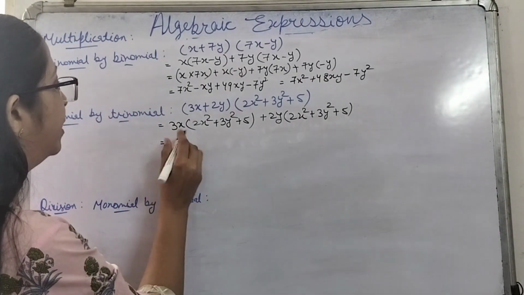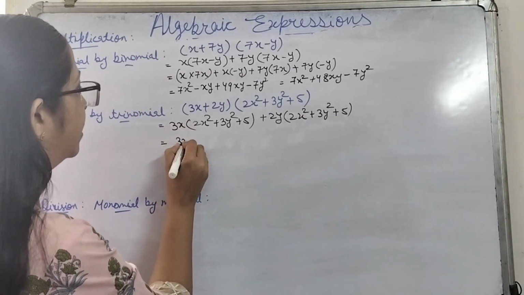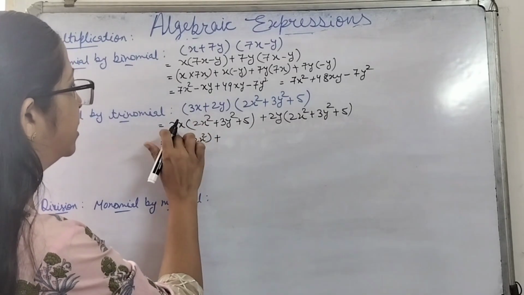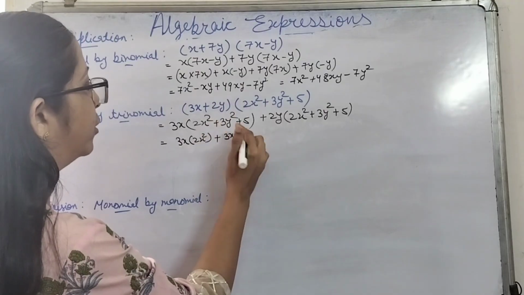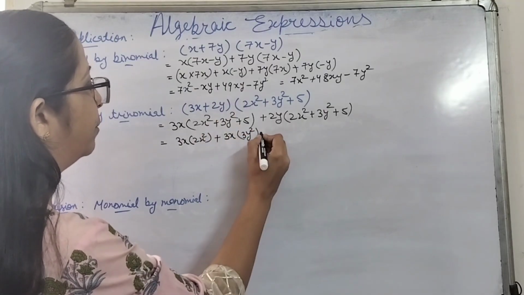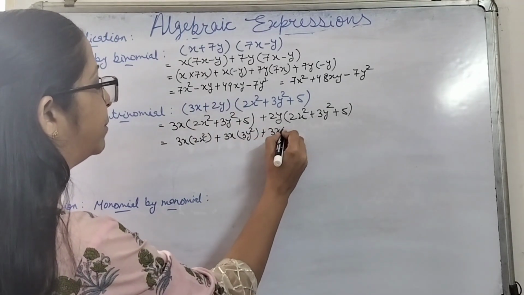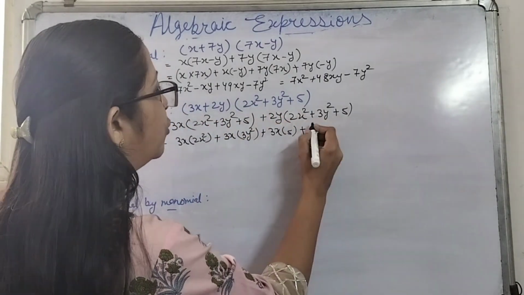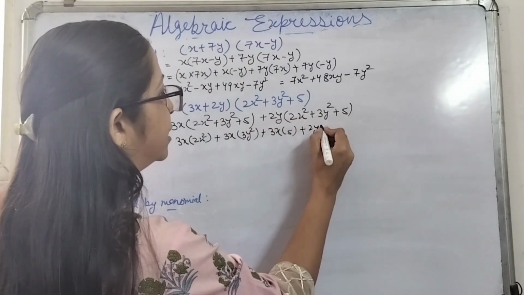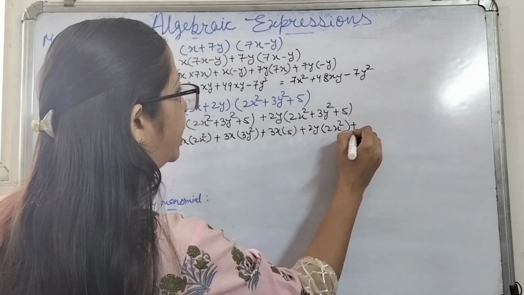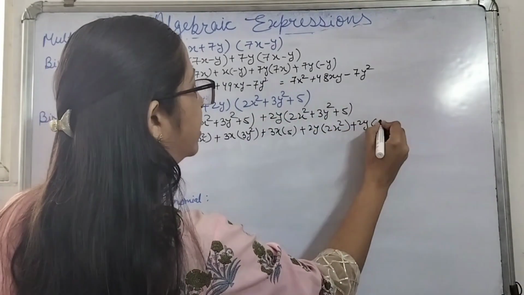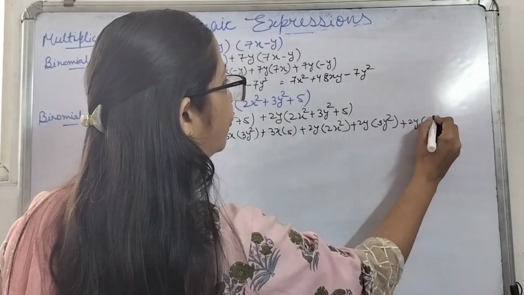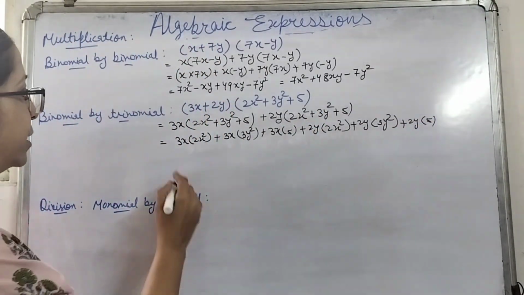Now 3x multiplied by 2x square. These two are going to multiply, plus 3x is going to multiply by your 3y square, plus 3x is going to multiply by 5. First part solved. Then 2y will be multiplied by this 2x square, plus 2y will be multiplied by 3y square, then plus 2y will be multiplied by your 5. Now we'll be multiplying it.